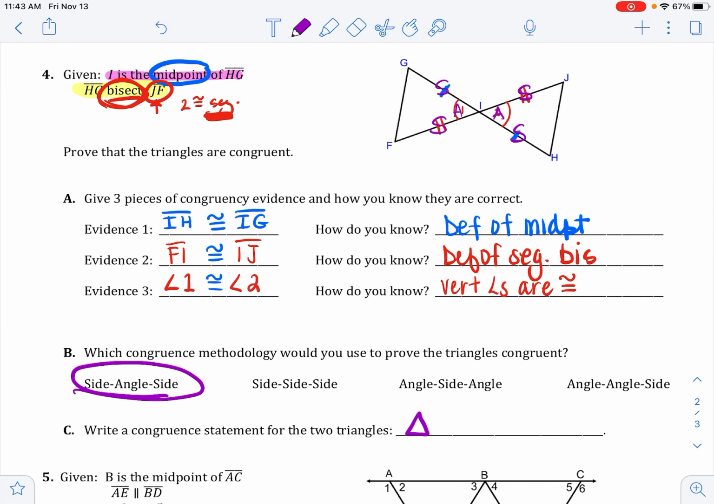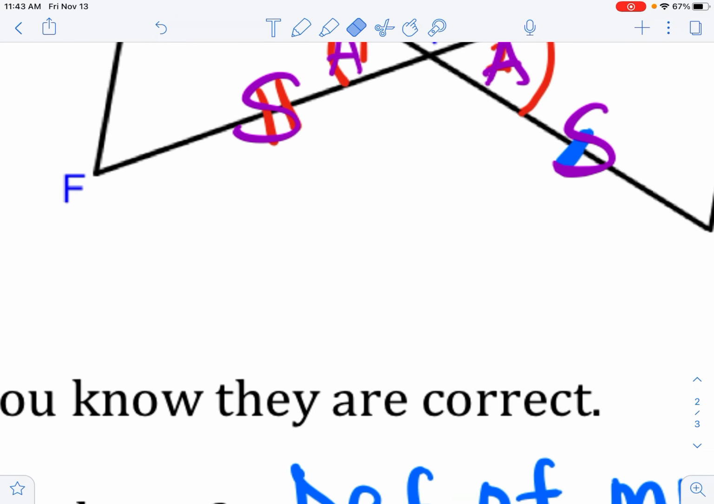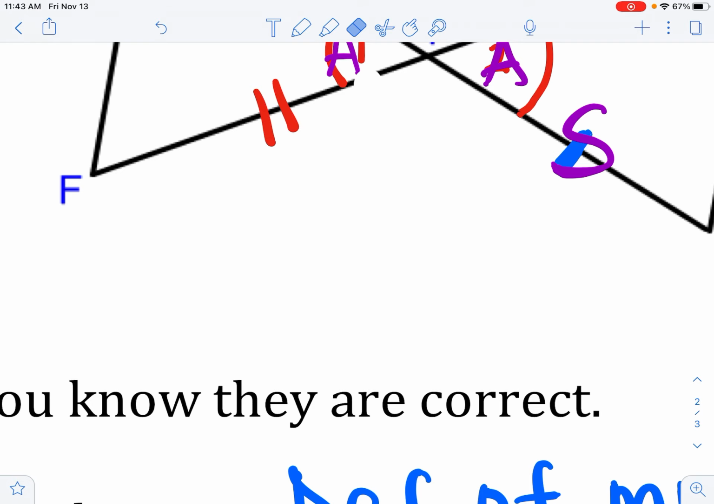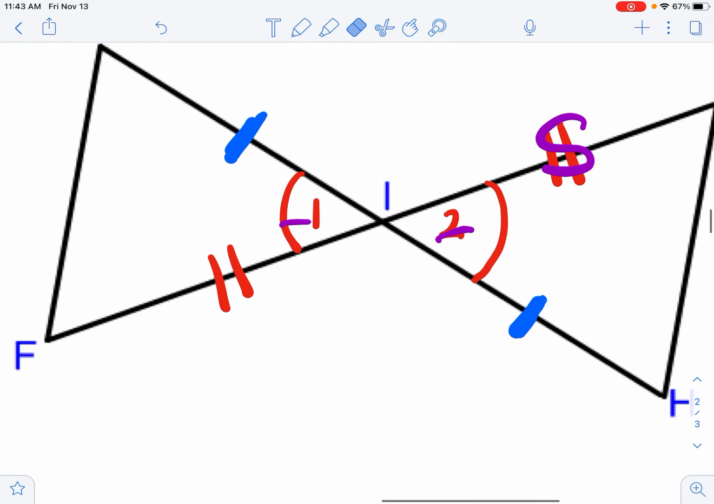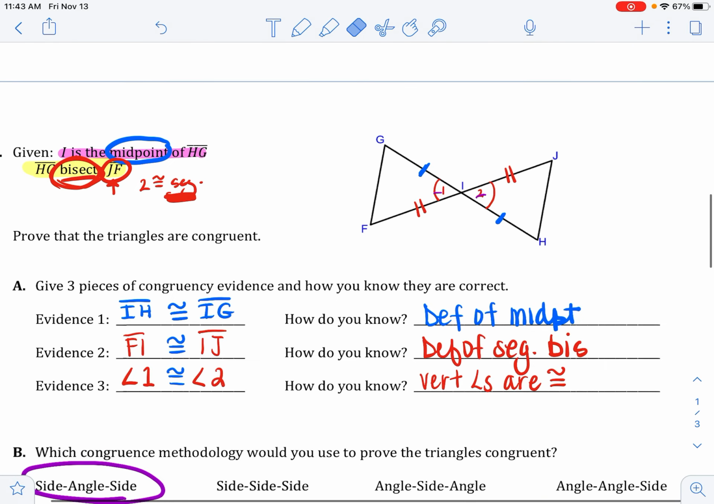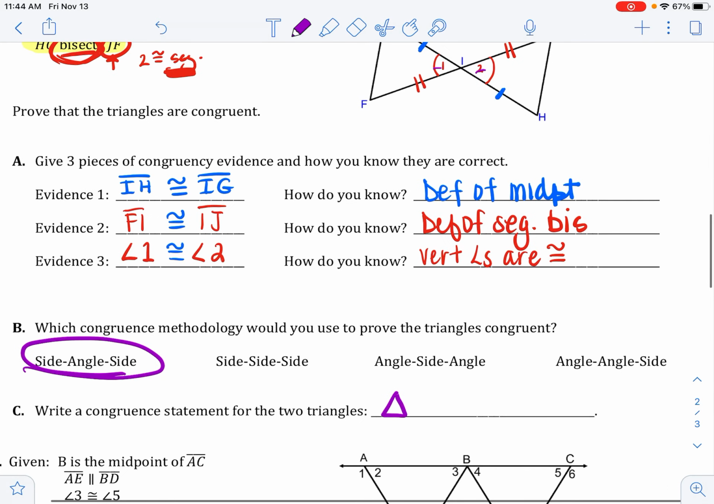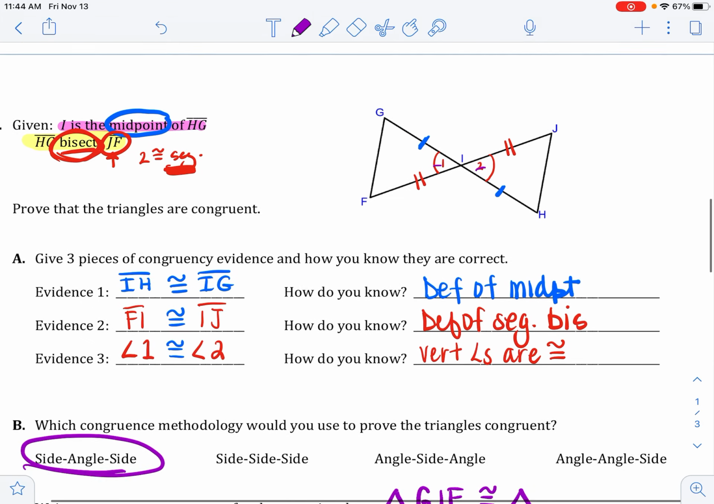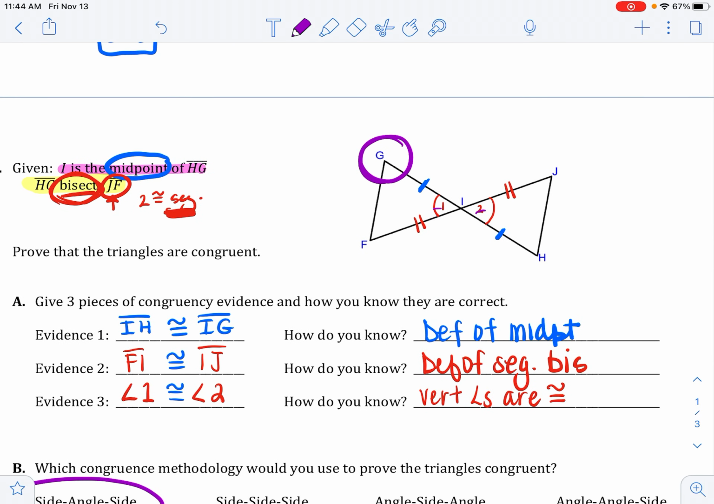Now I'm going to write my triangle congruency statement. I'm going to write triangle. I can call the first one whatever I want. Let me get rid of these S's and A's here because I can't see my congruency. There we go. Okay, so I'm going to call the first triangle GIF. So triangle GIF is congruent to triangle. All right, so I use G first, okay?